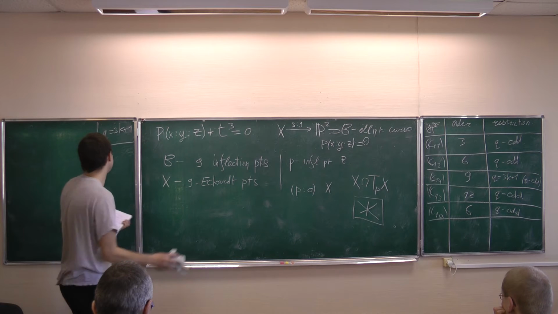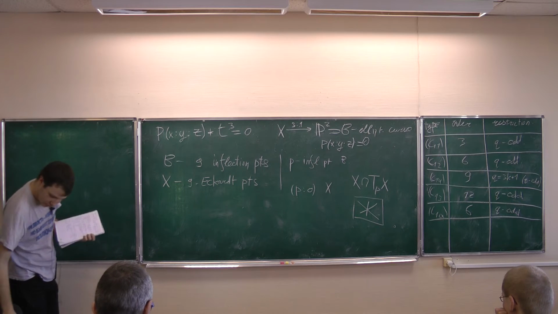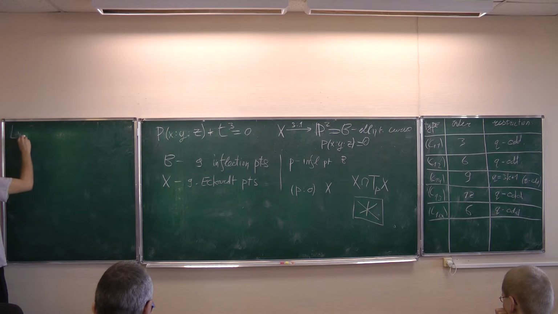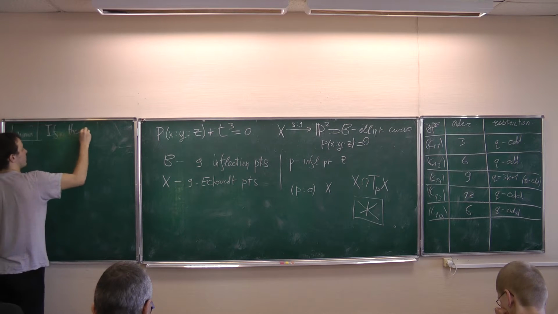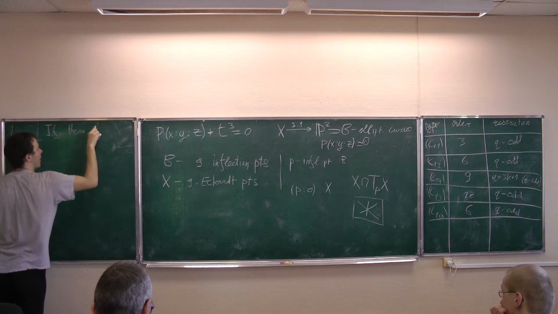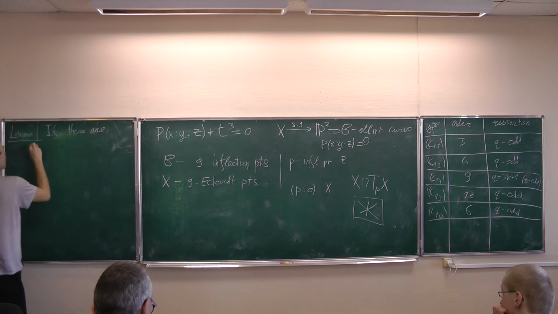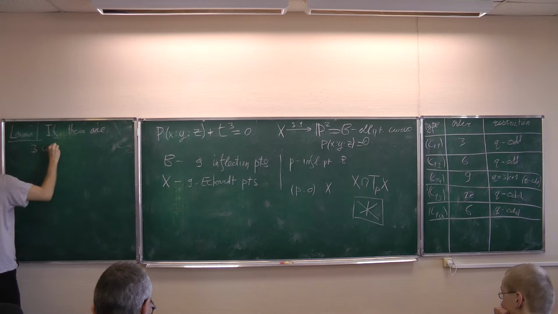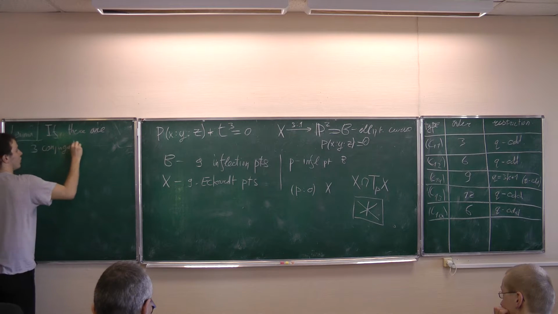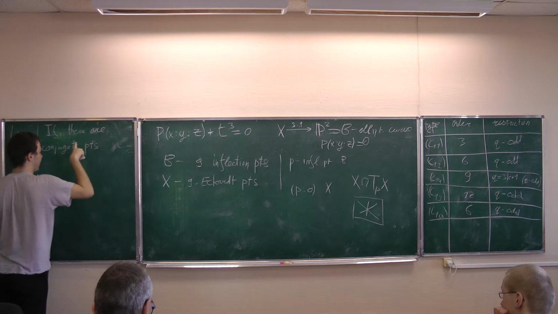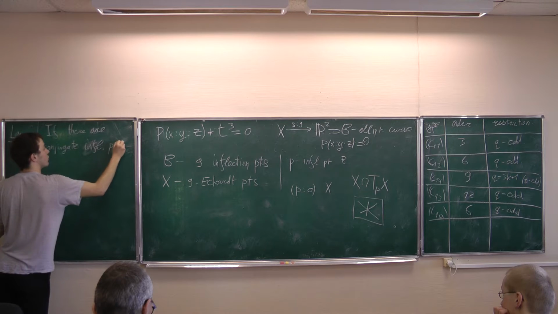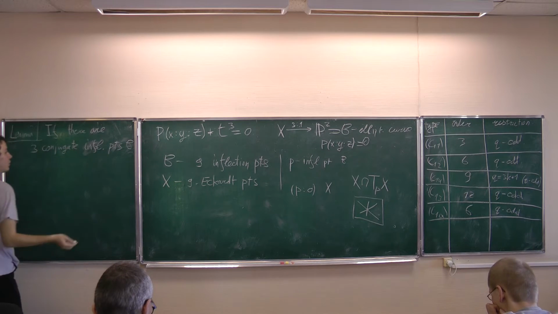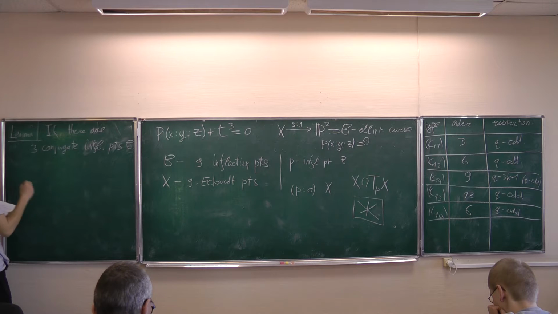Well, now we want to prove a very good lemma. The lemma is the following. If there are 3 conjugate inflection points on B, I will call it P.